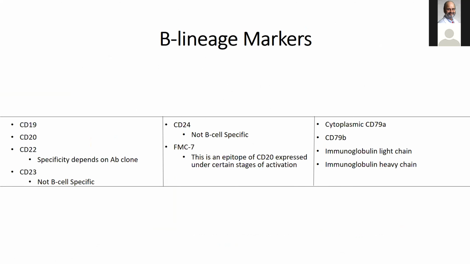Now we're talking about B-cell lymphomas, so I just wanted to show a slide with the basic B-cell markers that are looked at in flow cytometry. CD19, CD20, CD79a and b, and immunoglobulin light chain, as well as FMC7. These are all B-cell specific markers. These other markers here, CD22, CD23, CD24, are not necessarily specific for B cells, but they're B-cell associated markers. And so these are the markers that we look at routinely when we're looking at B cells in flow cytometry.